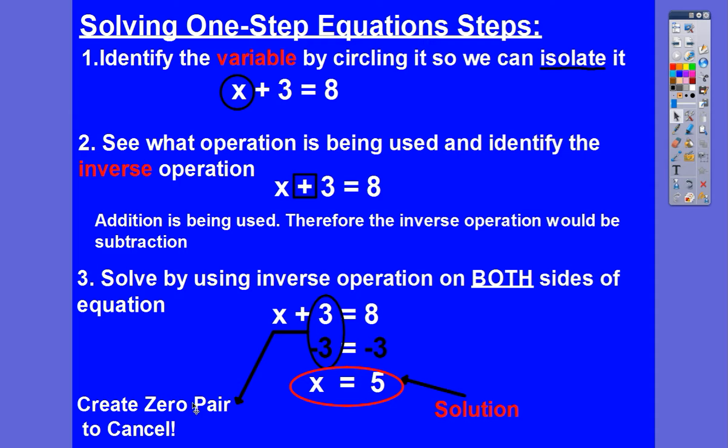All right, then I create a zero pair to cancel. So the opposite of 3 is negative 3. So that 3 plus negative 3 equals 0. So then I'm just left with x. And then I have 8 minus 3, which equals 5.